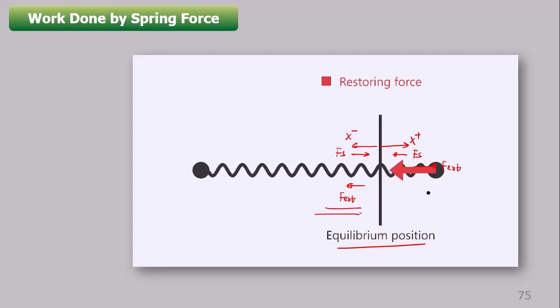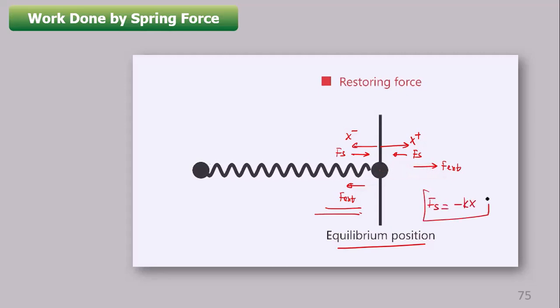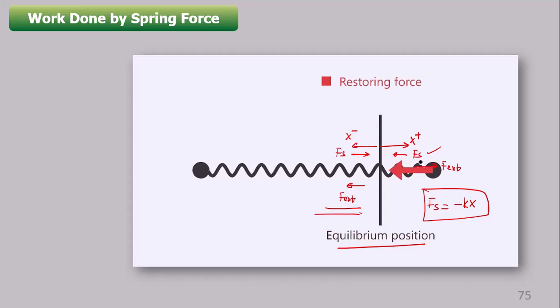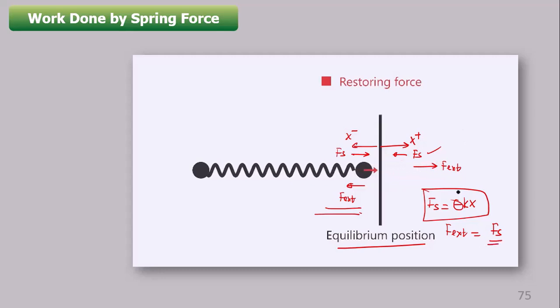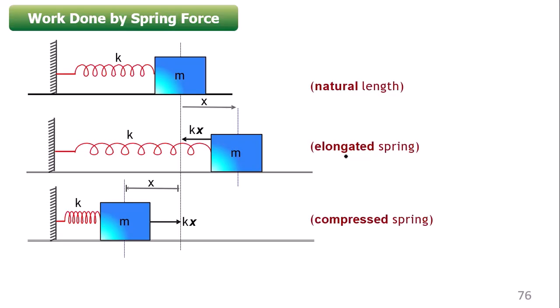And what is the expression of the spring force? Every time I write the spring force as minus kx. Why minus? Because if x is positive, then Fx becomes negative. If x is negative, then Fx becomes positive. So that's why you have to put a negative sign to define the spring force. If I write the spring force with a negative sign, then F external should always be written as minus Fs. If Fs is negative, then F external becomes positive. If Fs is positive, it becomes negative. So this is the idea to write the spring force.